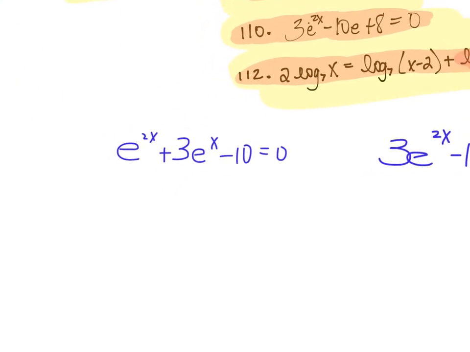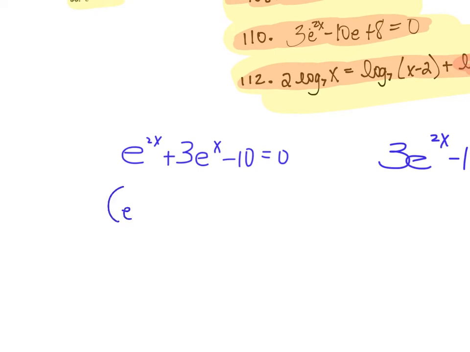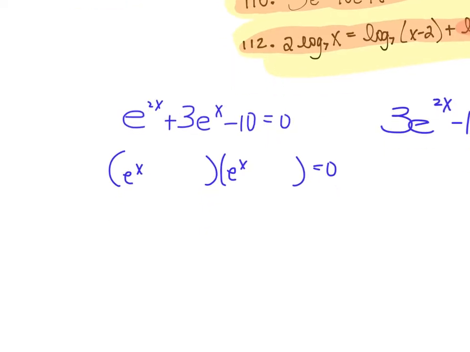All right? Factor this like you would any other problem. e to the x goes in the beginning of each parenthesis. What are the factors of negative 10 that multiply to give you negative 10? Okay, plus 5, minus 2. So if I set both of these equal to 0, I have e to the x equals negative 5, e to the x equals positive 2.